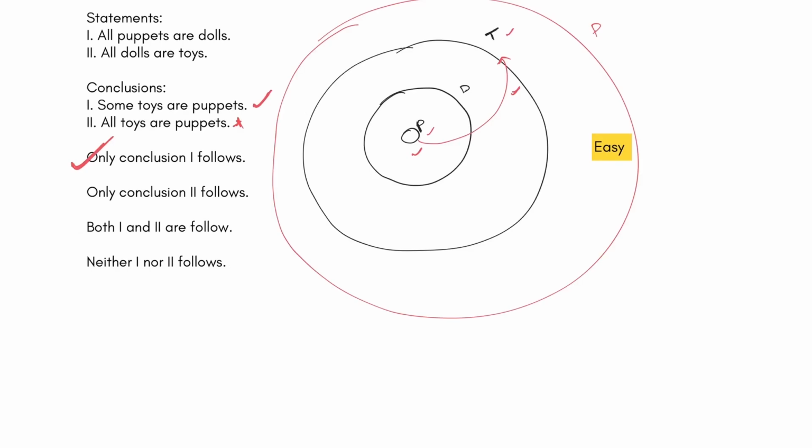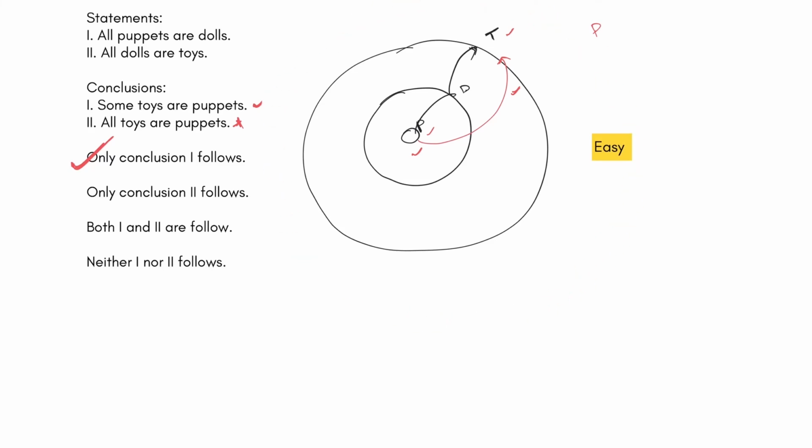Similarly, second one, all puppets are dolls, all dolls are toys. Okay, rub this one. All dolls are toys. So this is what I have. So from this, what can you say? Some toys are puppets. Yes, some toys will be puppets. All toys are puppets? No, all puppets are toys. Okay, so gone. Within 10 seconds, I know the answer.